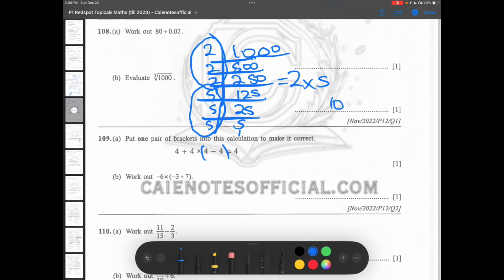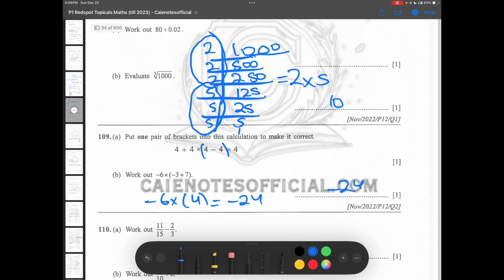Work out minus 6 into bracket minus 3 plus 7. So apply BODMAS. Minus 3 plus 7 is 4, and minus 6 into 4 is minus 24. That is your answer.